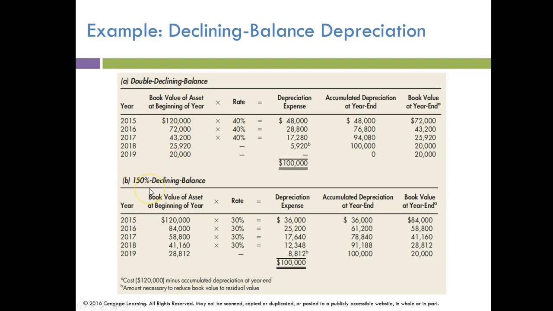If we'd used the 150 declining balance method, we would have taken that straight line over 5 years, which would have been 20% on a straight line. We go 1.5 times that. That gets us to 30%. And we follow the same methodology. It's just with a different multiplier for the 150% declining balance.